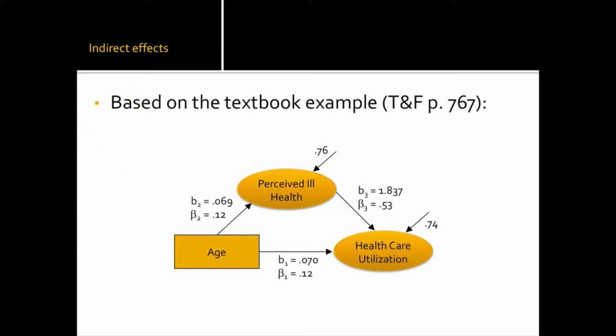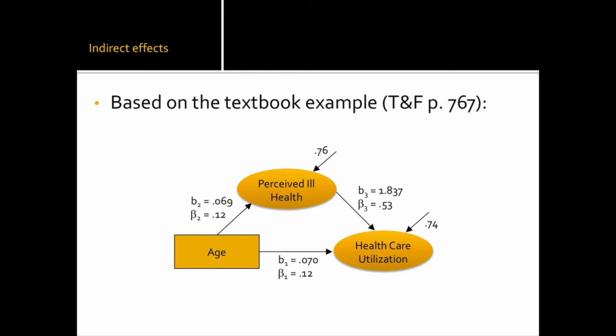So this was an example from Tabachnick and Fidell that involved latent variables. This was a model of like age predicting health care use, and the mediator was perceived ill health. So if you perceive yourself to be in bad health, then you're more likely to use health care, but also there might be a direct effect of age predicting more health care use as well. So this is your partial mediation model.